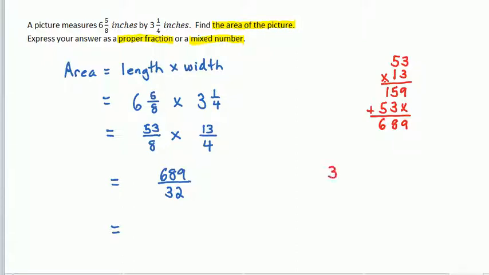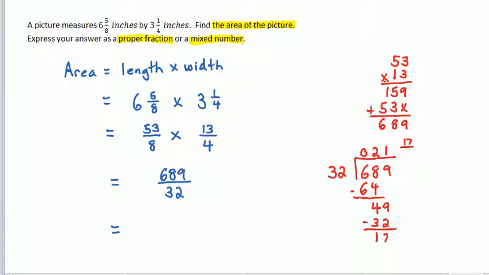So 32 into 689. 32 into 6 does not go, 0 times. 32 into 68 goes 2 times, which would give me 64. Subtracting, that would leave me with 4. I drop my 9. 32 goes into 49 one time only, which is 32. Subtracting, I get 17 as my remainder. So my remainder is 17.